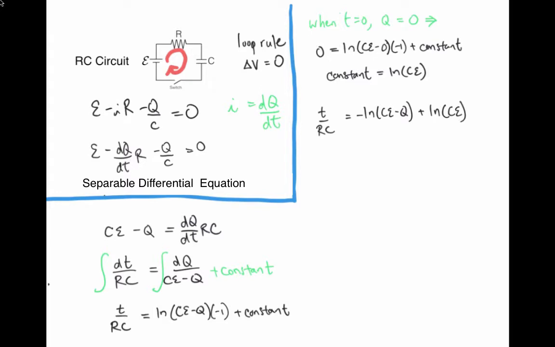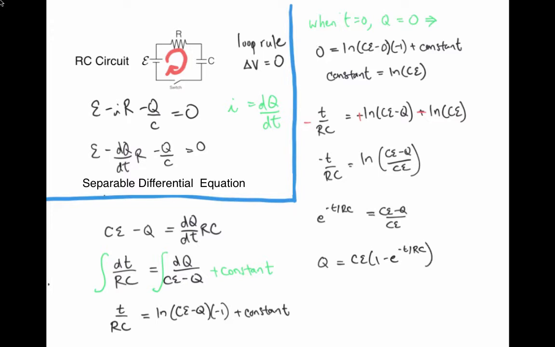Now I'm going to multiply through by -1, and then I'm going to combine the log terms. That gives me negative t over RC is equal to ln of (CE minus Q) divided by CE. Now I can exponentiate both sides, giving me e to the minus t over RC is equal to (CE minus Q) over CE. And then it's just a matter of doing a little bit of algebra to get Q is equal to CE times (1 minus e to the minus t over RC). I'm going to put a box around that one because that's an important equation.